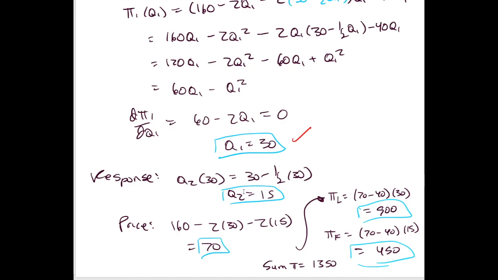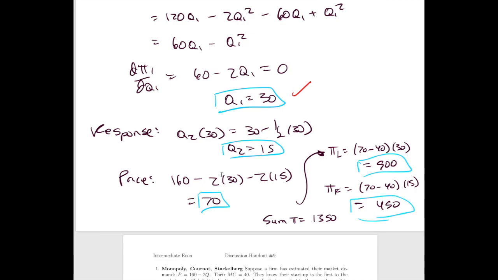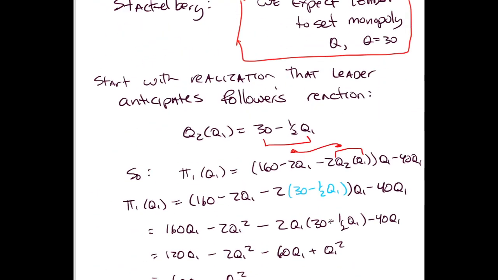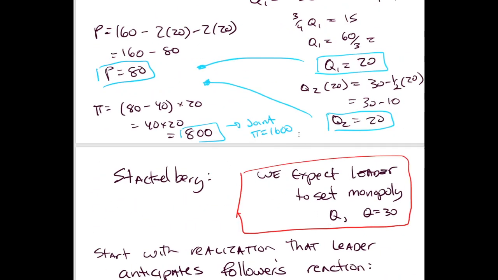And then the price, well, it's going to be price of 70. We'll calculate the profits for the leader and the profit for the follower. Profit is just price minus cost, that whole thing times quantity, right? Notice the sum of our profits is $13.50. That's even smaller than our joint profits from Cournot. So as a market as a whole, profits have fallen.